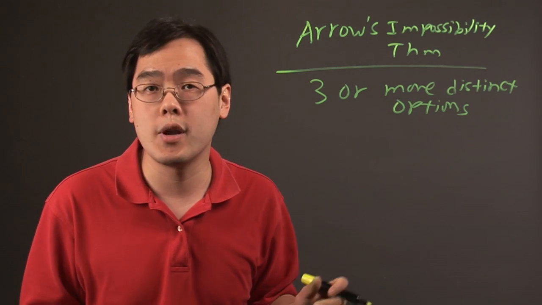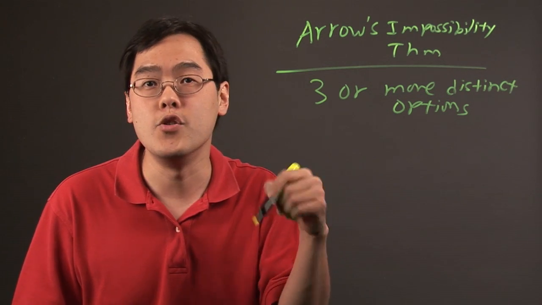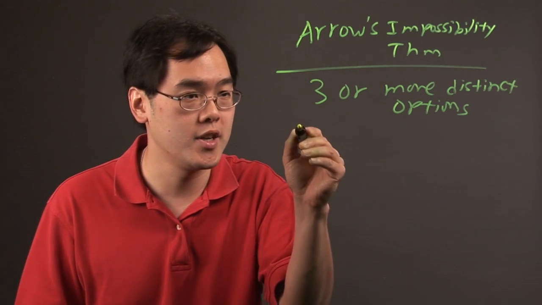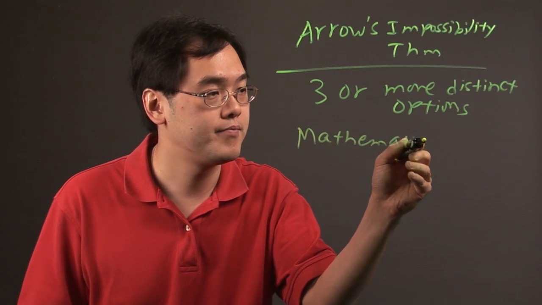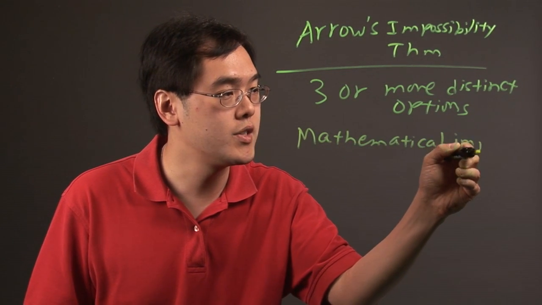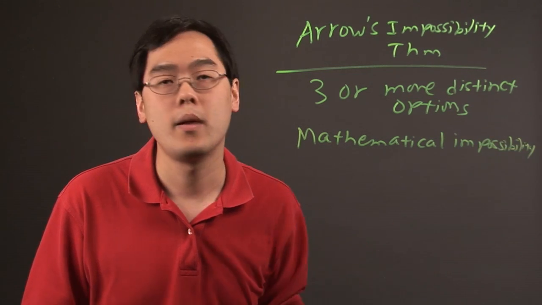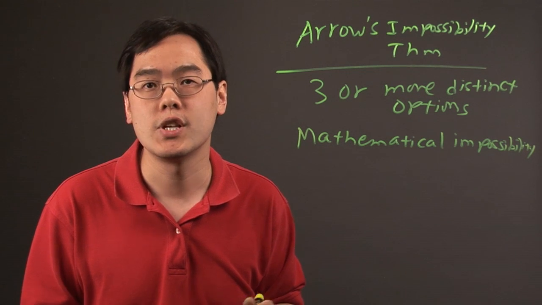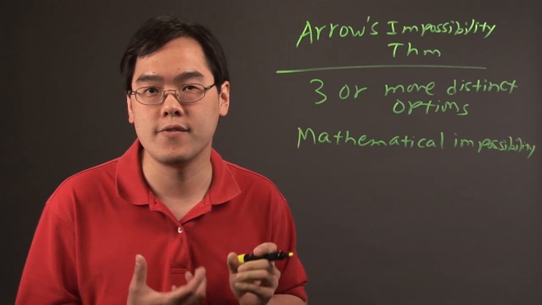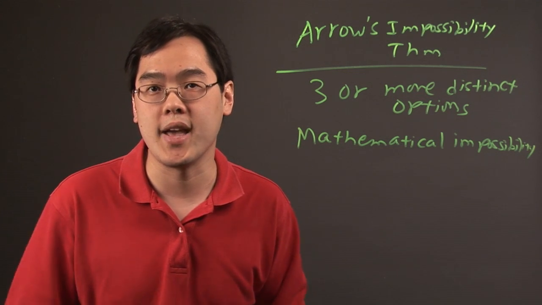In other words, Arrow's impossibility theorem basically says that if you have three or more options, no voting system is perfect. In other words, every voting system runs into what's known as mathematical impossibility, because no voting system, when faced with three or more options, can rank the preferences of individuals and meet a certain set of criteria at the same time.